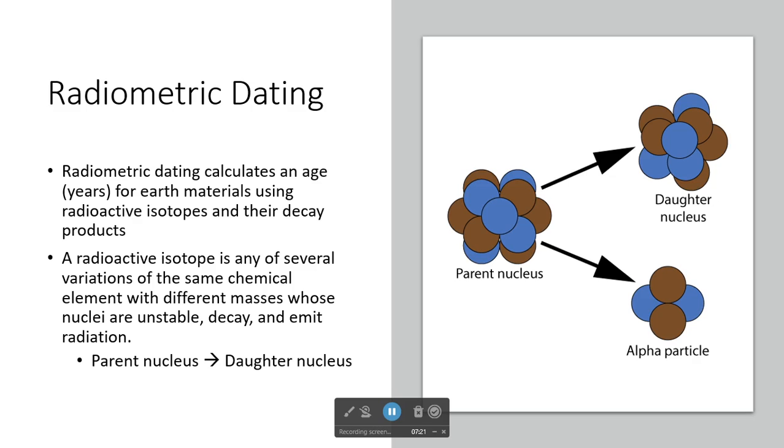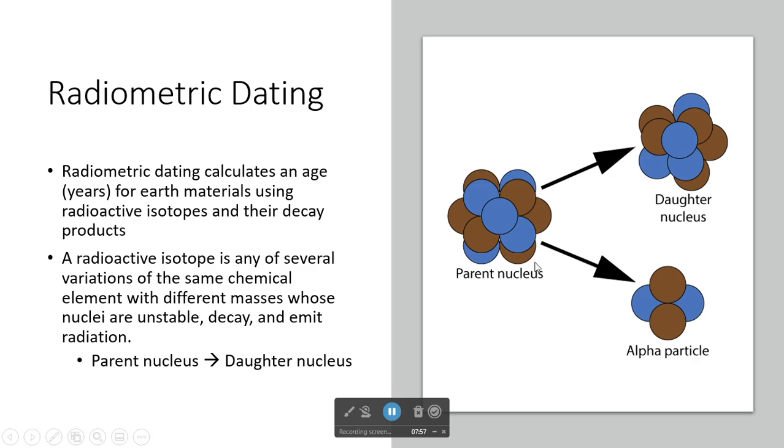So radiometric dating is a calculation of an age in years for an Earth material using these radioactive isotopes and their decay products. A radioactive isotope specifically is any of several variations of the same chemical element with different masses, because they have that different neutron number, whose nuclei are unstable, they decay, and then they emit radiation. So we can think of this as a parent nucleus decaying into a daughter nucleus or a daughter product. That's visualized on the right here.